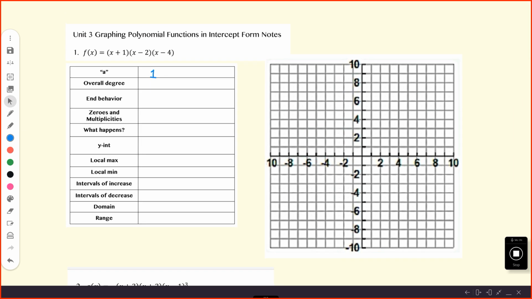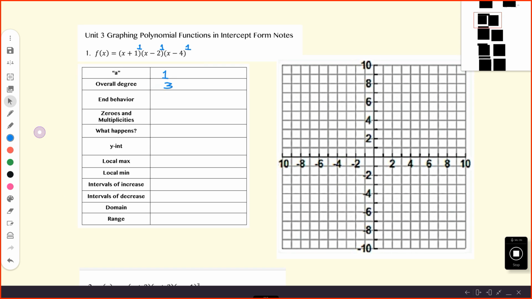Again, the polynomial is f of x equals x plus 1 times x minus 2 times x minus 4. What is the overall degree? 3. Okay. Again, if the polynomial is written in the factored form, you have to sum up the powers or the exponents. So 1 plus 1 plus 1. So the total is 3. Okay, so we got odd positive.